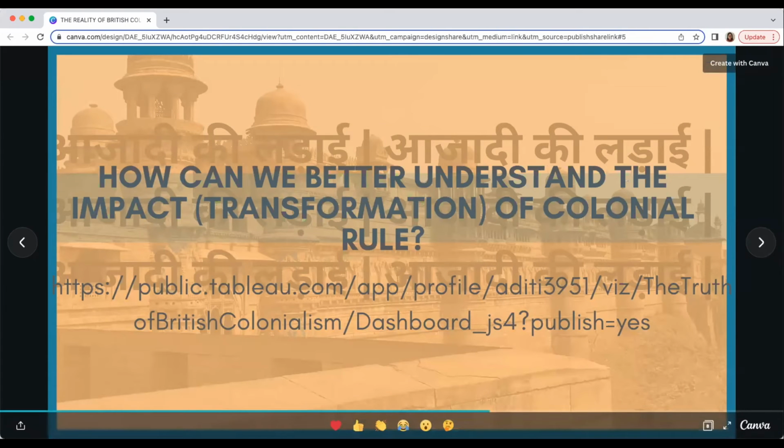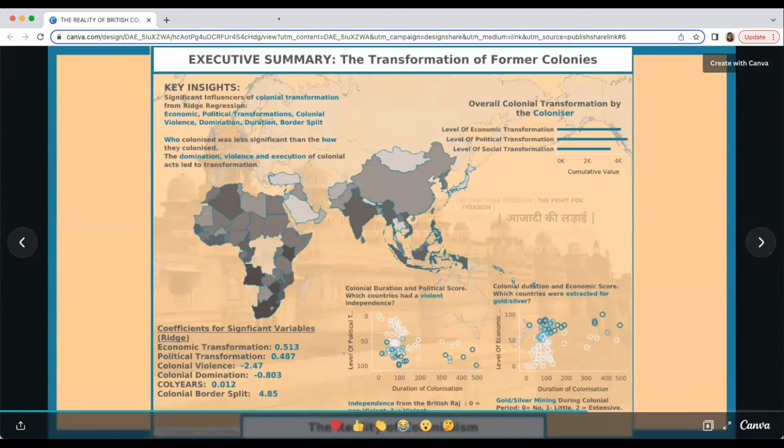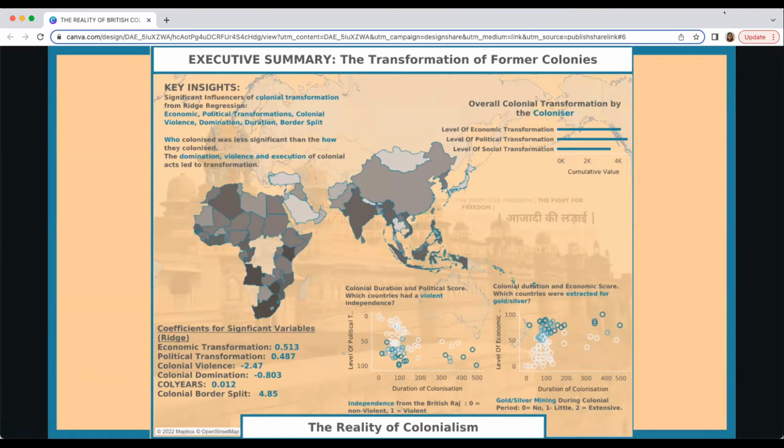the next slide. I have the image of it as well. So over here, we get an executive summary. I'm going to talk a little bit about what kind of regression analysis went into it. There's not too much time, so I'm happy to talk offline as well.